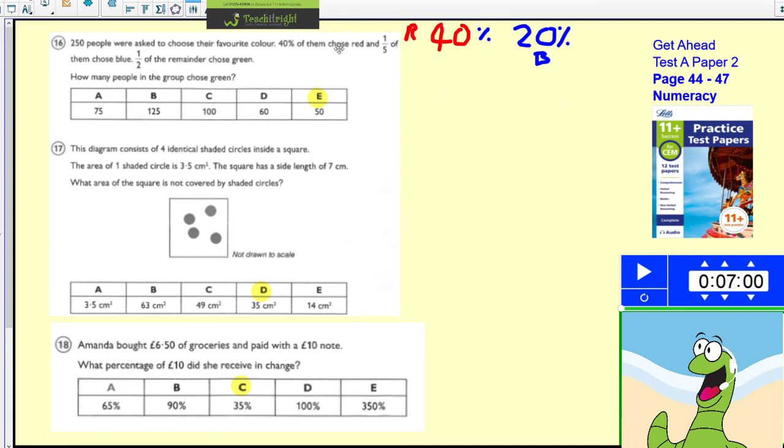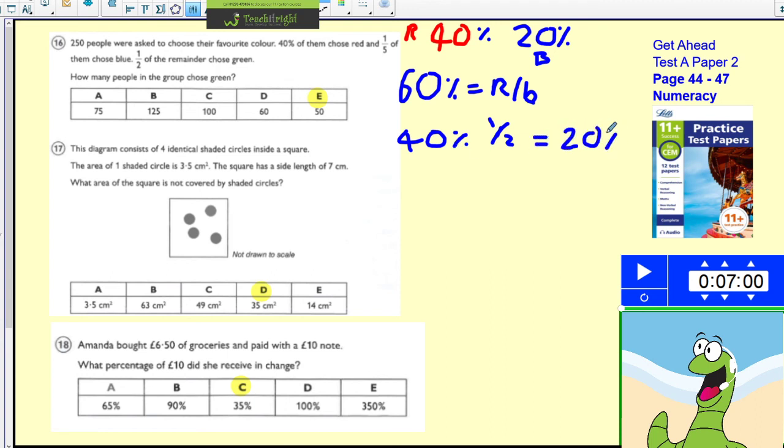Half of the remainder, well, okay, what's the remainder? Well, that's 60% of people equals the red and blue. So the leftover must be 40% of people. Hopefully you're good with me so far. And then half of that amount chose green. So half of 40% is 20%. So what it's saying is 20% chose green.